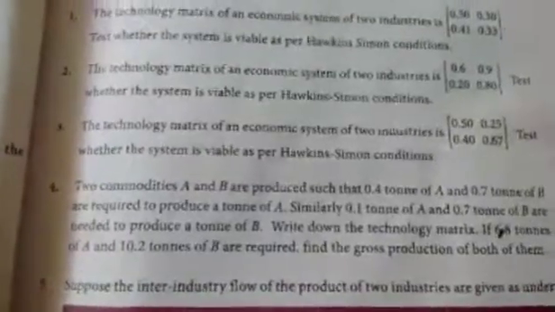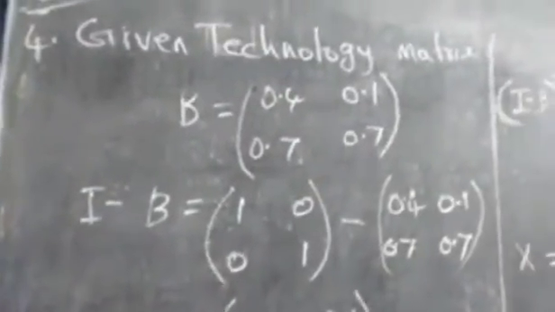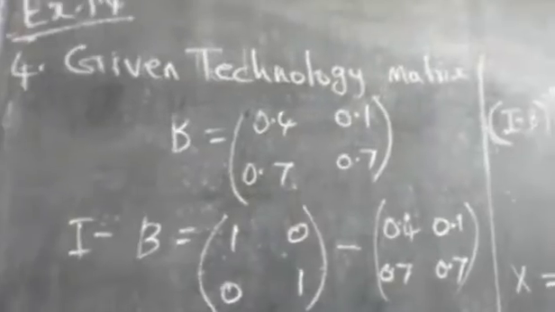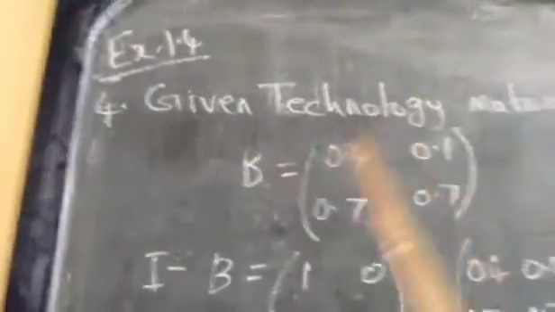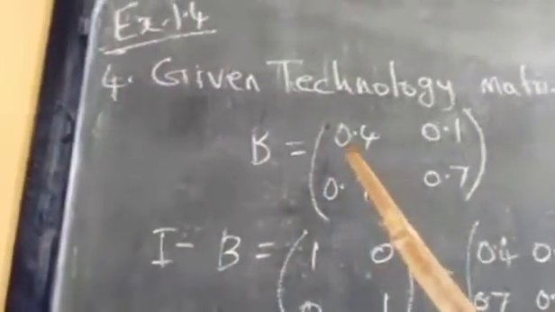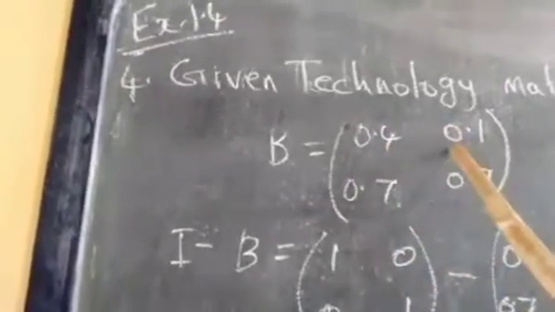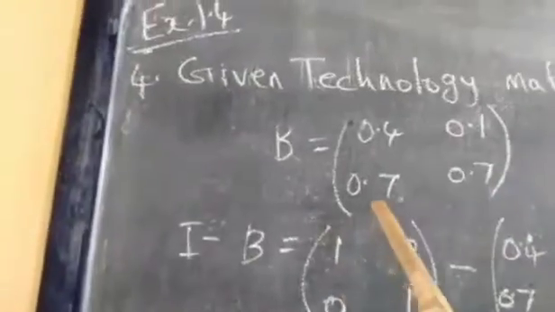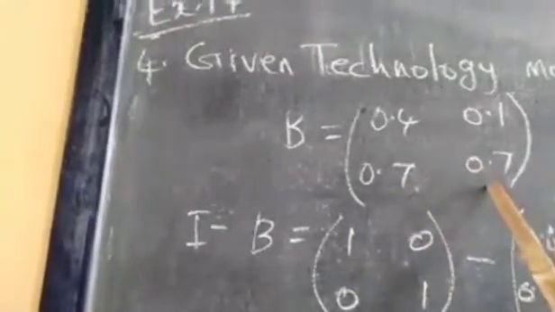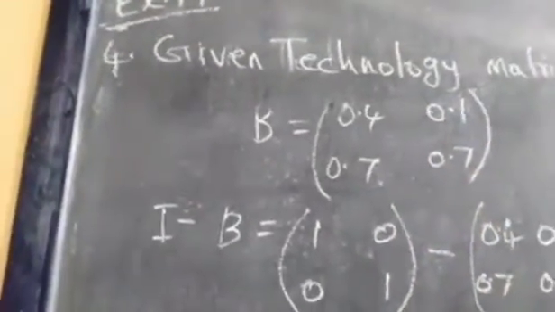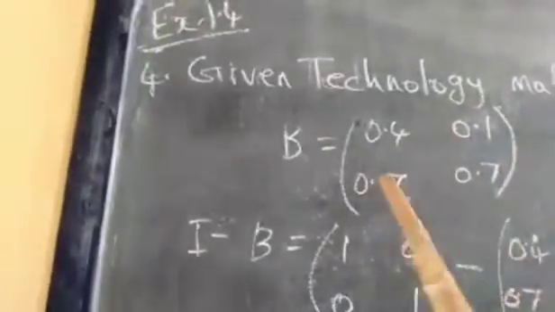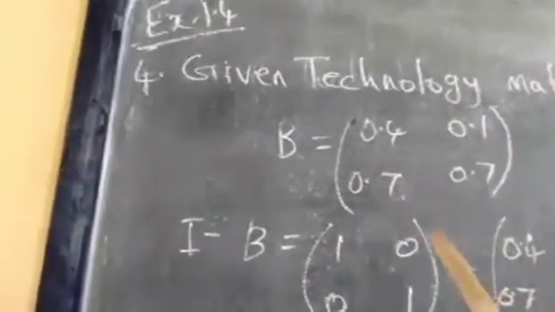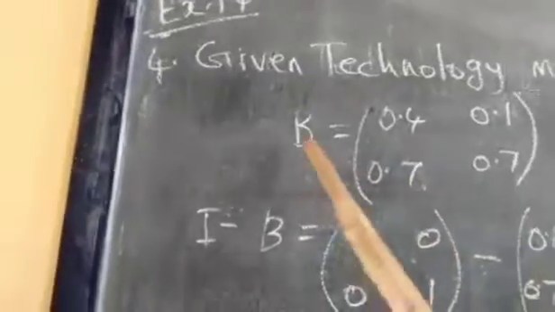Is it okay? Yes. First we have to write the given technology matrix. What is given? First one is 0.4 ton of A and 0.1 ton of B. Then we will write 0.4, 0.1. And the next one is what? 0.7 ton of A, 0.7 ton of B. So we have to write a 2 by 2 matrix with the given data. This is called the technology matrix B.